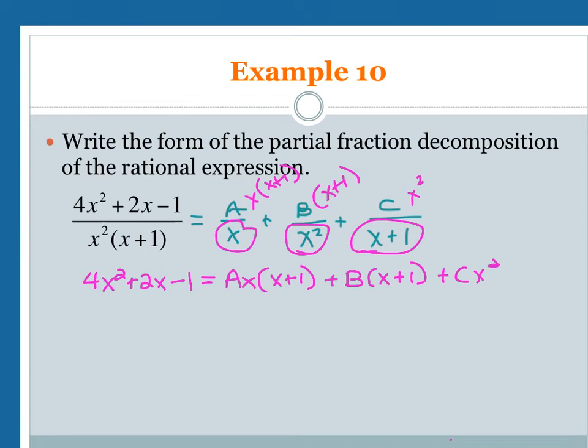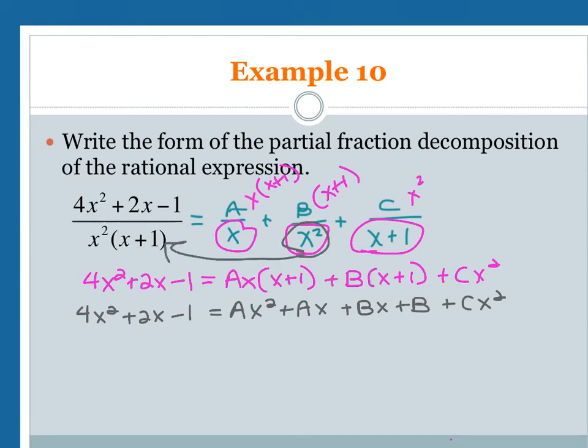After you get here, you're actually going to simplify the right-hand side. Distribute out whatever's there. So I'd get ax squared plus ax plus bx plus b plus cx squared. So I'm just distributing out the right-hand side. Left side is the same as it was. Yep. Why didn't you put the x plus 1 and x? Because the b already has x squared on the bottom. It already has both x's. So to get from here to here, the only thing it's missing is the x plus 1.